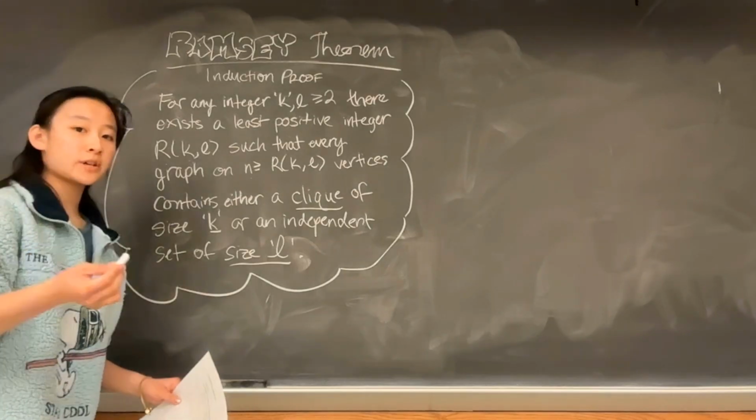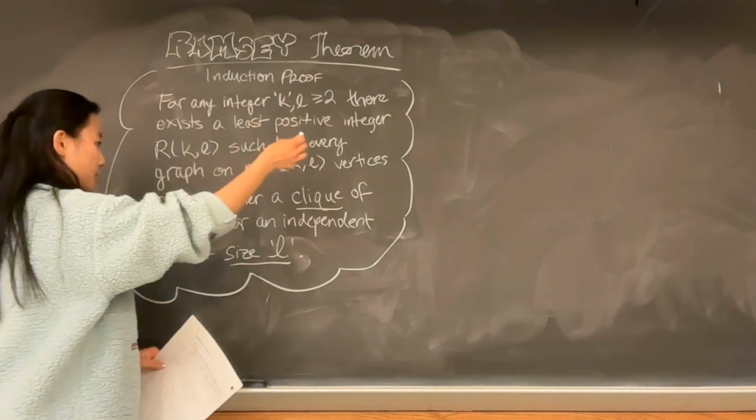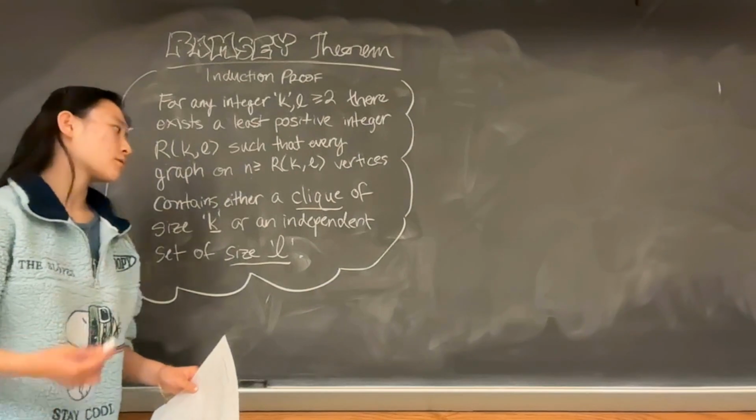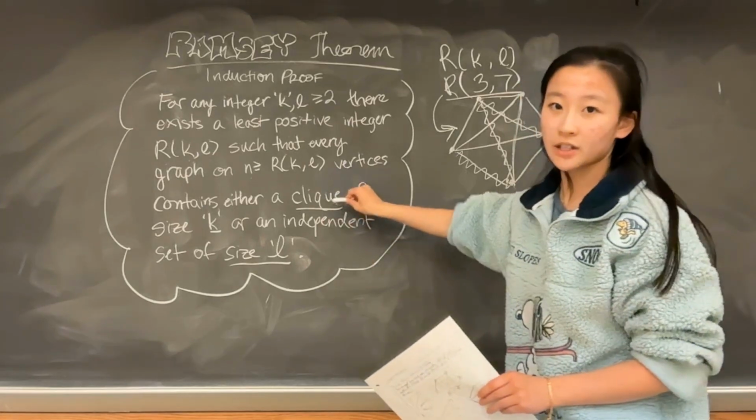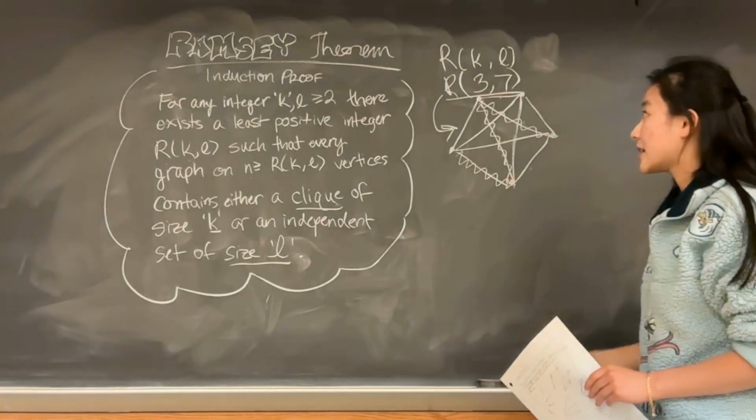So we are going to be doing this via an induction proof. And before we start, I just want to quickly define some terms that will be important. Clique is also a very important term in Ramsey's theorem.